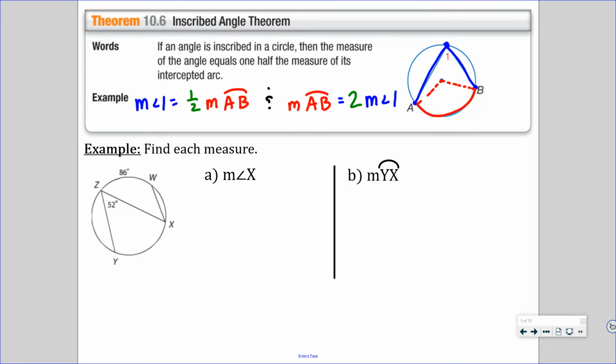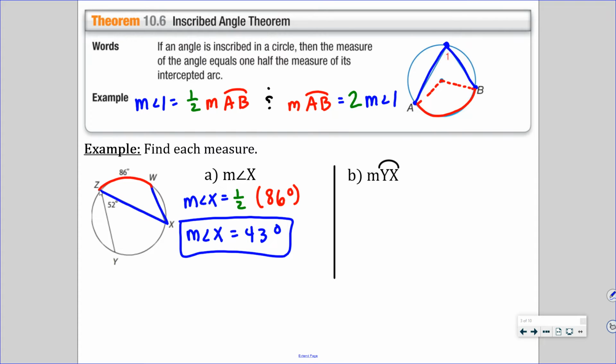I have one circle, and part A wants me to find the measure of angle X. So angle X is an inscribed angle, and the intercepted arc, or the arc it's forming, is 86 degrees. That's what they're showing you. All right, so I know this inscribed angle is going to be half of that arc measure. So angle X is going to be 43 degrees. Okay, that relationship will always hold true.